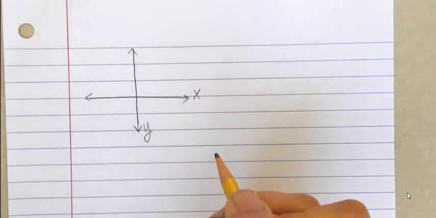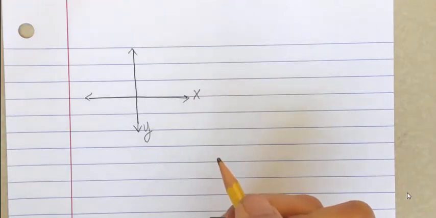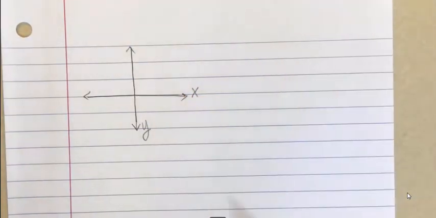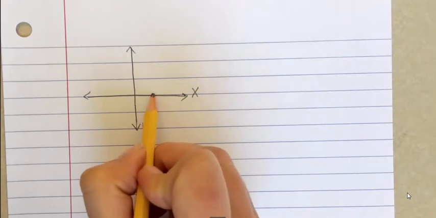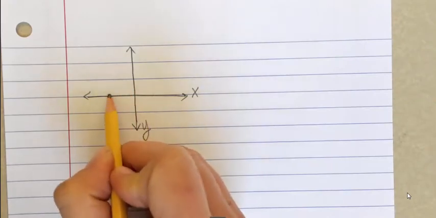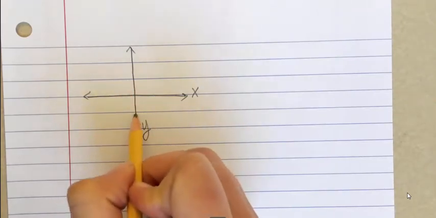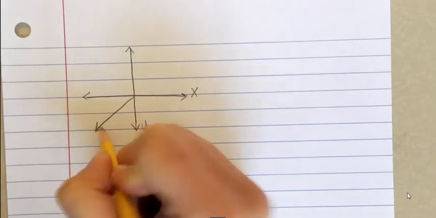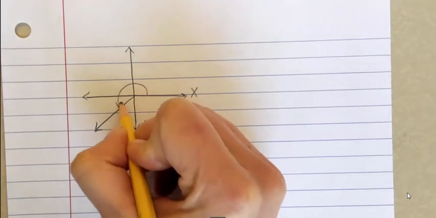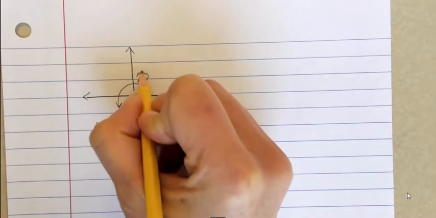Okay, the next angle we're going to do is 254 degrees. Well, this would be past 180, right? If I start here, that gets me to 180, so I need to go further. But this is 270, so that would be too far. So I know I'm here. I'm at 254 degrees.